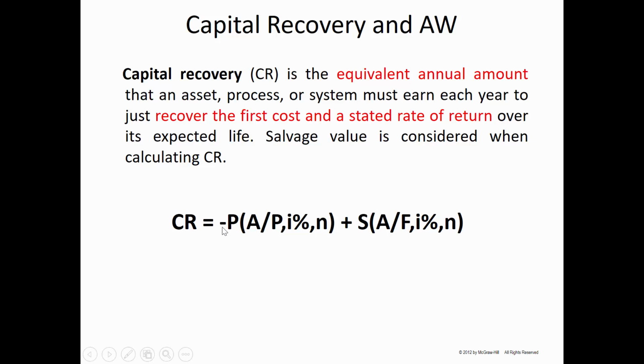One last note is, notice that we have a minus sign for the P and a positive sign for the S. Now, why is that? Why the difference in sign? The P is a cost. Salvage value is a revenue. So the overall capital recovery takes into account that one of them is money coming to you, the other is outflow. We want to know the net difference on an annual basis.